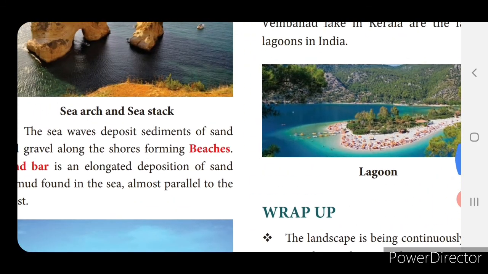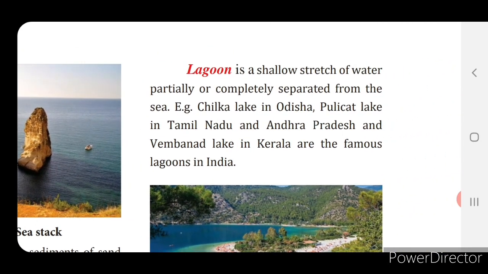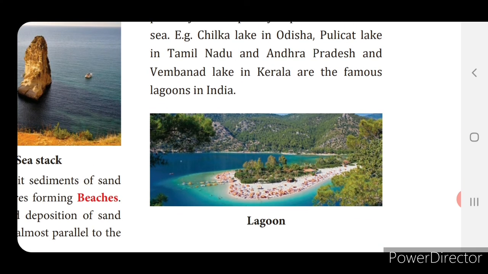Yes, the next one, lagoon. A lagoon is a shallow stretch of water which is partially or completely separated from the sea. Pulicat Lake in Tamil Nadu and Andhra Pradesh, and Vembanad Lake in Kerala are the famous lagoons in India. Lagoons are formed near the land or ocean. The appearance of that lake will be just like an island. Okay, so that is lagoon.